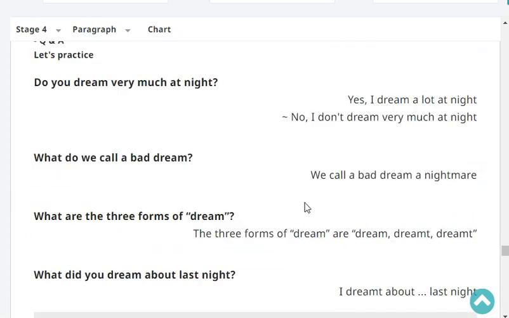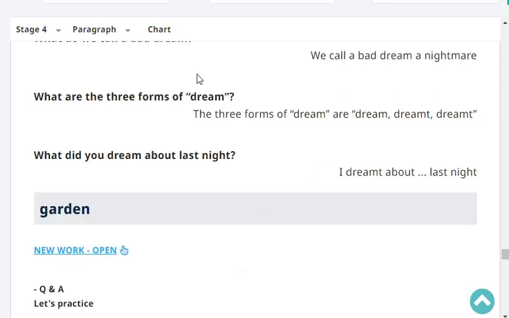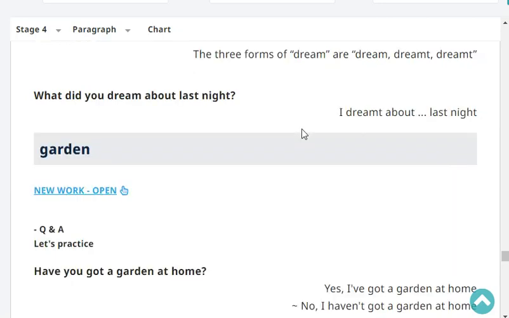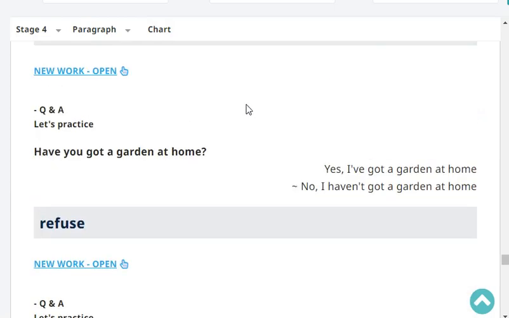Do you dream very much at night? Yes or no? No, I don't dream very much at night. What do we call a bad dream? We call a bad dream a nightmare. What are the three forms of dream? The three forms of dream are dream, dreamt, dreamt. What did you dream about last night? I dreamt about nothing last night. Very good. Me neither. Didn't dream anything.